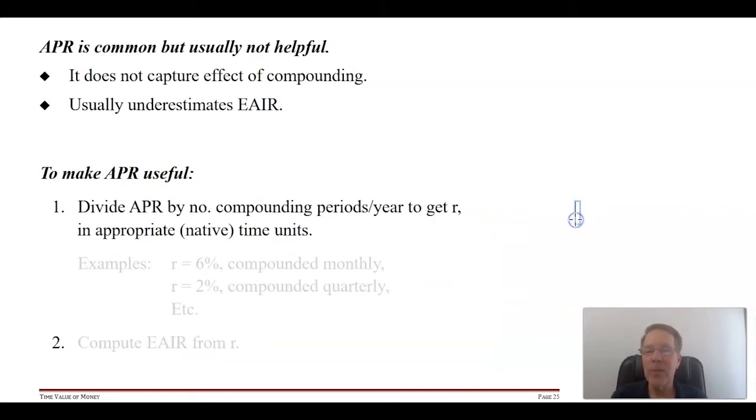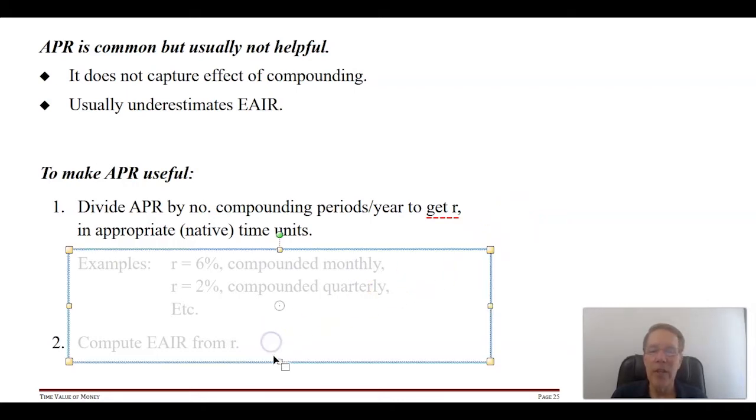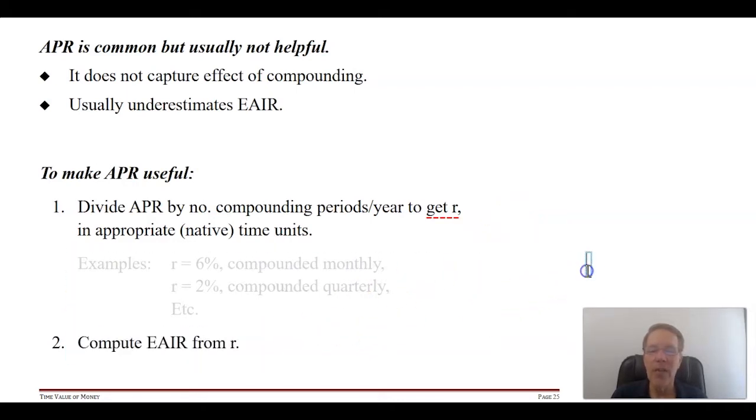Okay, so to make the APR useful, because it's not useful, EAIR is very useful, we're going to want to divide it by the number of compounding periods per year, and that gives us our native interest rate, R. And then once we've got our native interest rate, R, what are we going to do? We're going to convert that to the equivalent annual interest rate. So it's a two-step process: drop the APR down to R, the native R, and then convert the native R to the equivalent annual interest rate. That's our step 2, compute that equivalent annual interest rate.